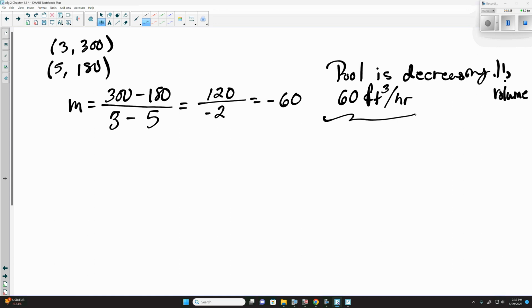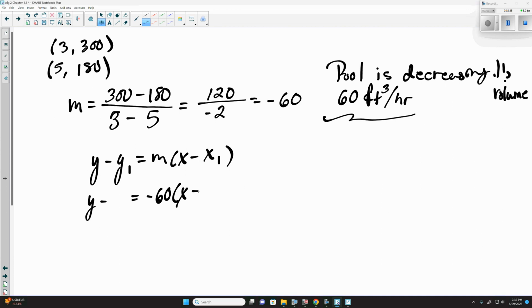Now we need to find the equation. Y minus y1 is equal to m times x minus x1. Well, I know the slope is negative 60. Now I just need to pick one of the points, either 300 or 180. Which one do we want to use? So 300 would be the y, and 3 is our x. We're just picking the first point.